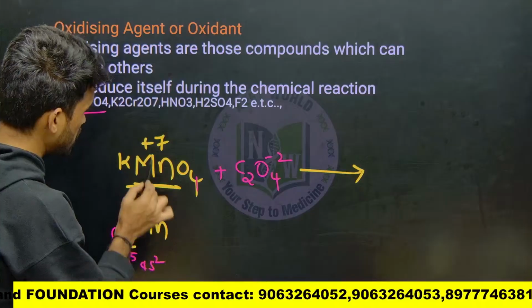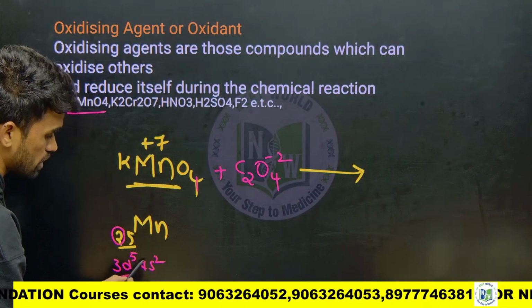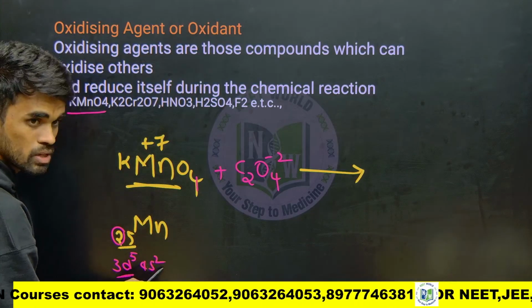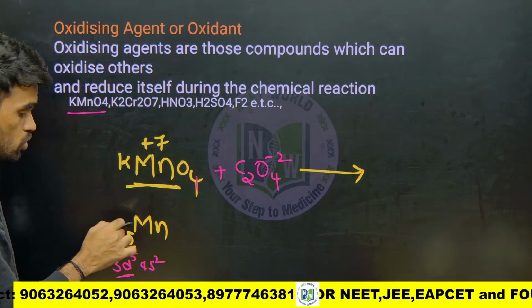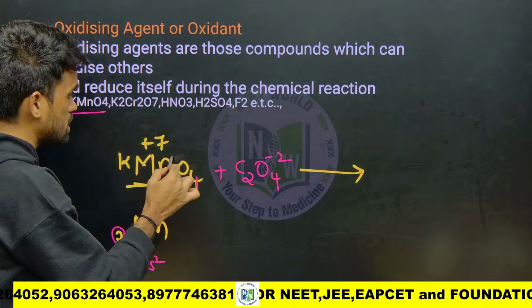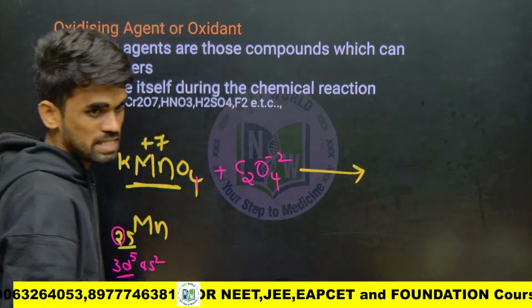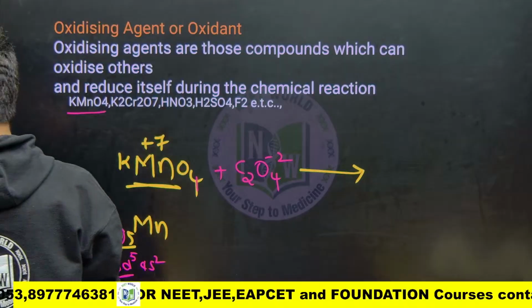Now it is +7, which means how many valence electrons are there? Total 7. Remove those 7. Is there any valence electron left? No. So what is the maximum oxidation state possible for manganese? +7. Beyond that it is not possible.